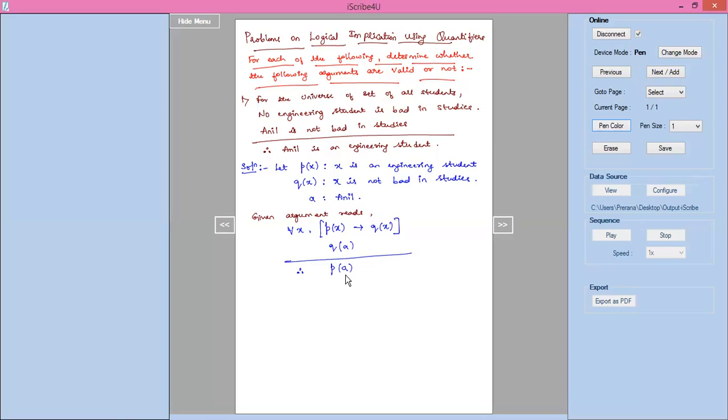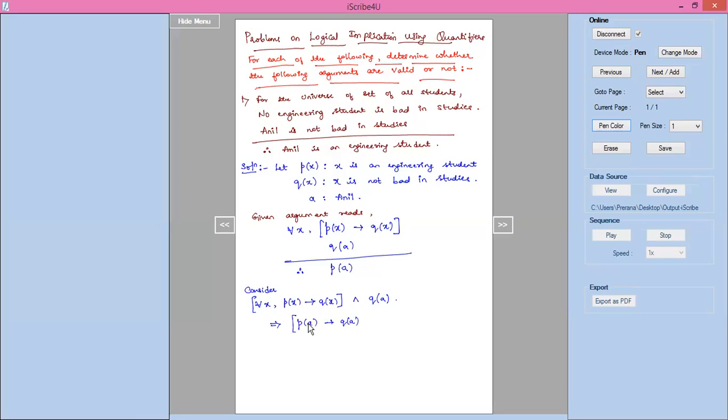So let us consider for every x, p of x conditional q of x, and q of a we have. So we have this expression. Now this can imply, this is true for every x. P of x conditional q of x is true for every x. So I can apply it for the student Anil also. So this can be symbolically written as P of a conditional q of a.